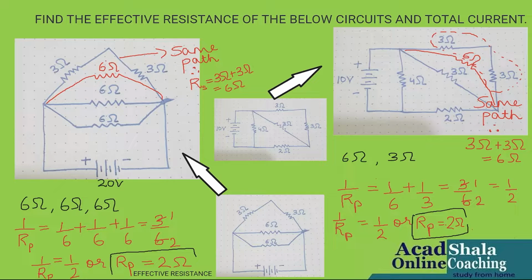So I will put up the formula of series. That is, Rs stands for resistance in series. Again, I repeat, this is the same path. I will put up the formula of resistance in series. That is 3 ohm plus 3 ohm, I get 6 ohm. So my first step is solved.